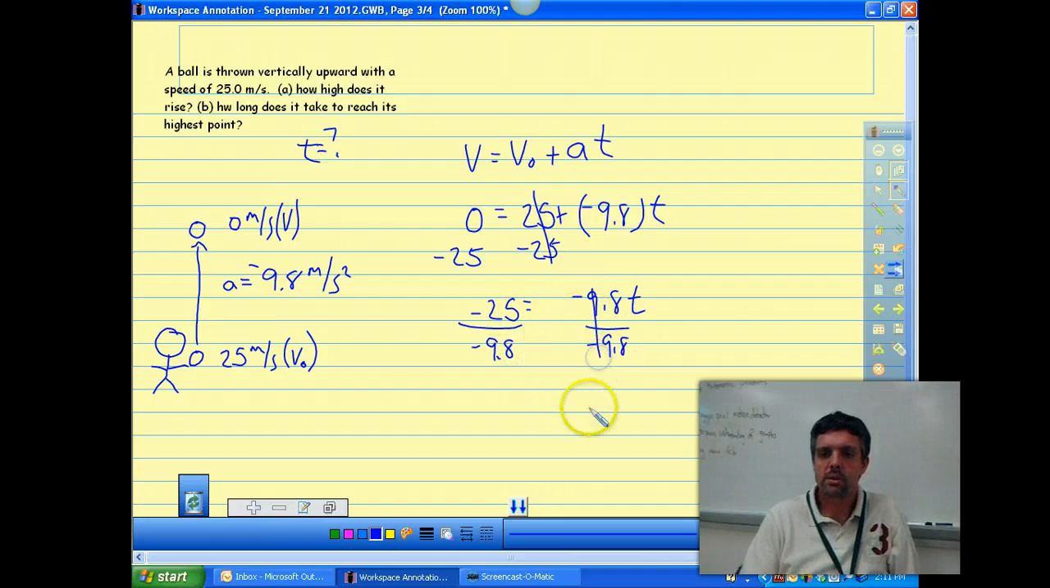and boop, t is going to be left, I'm sorry, that's a negative 25 divided by negative 9.8, and that's 2.55 seconds, okay?